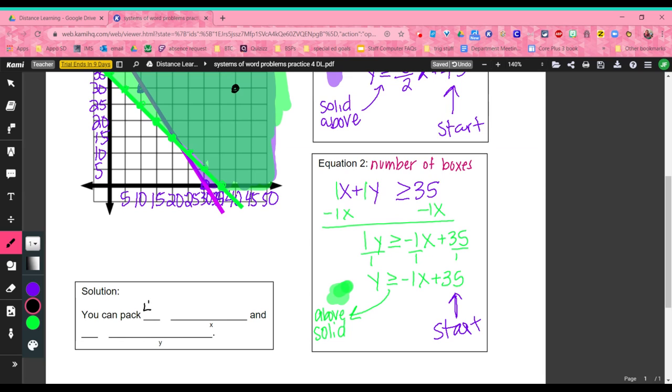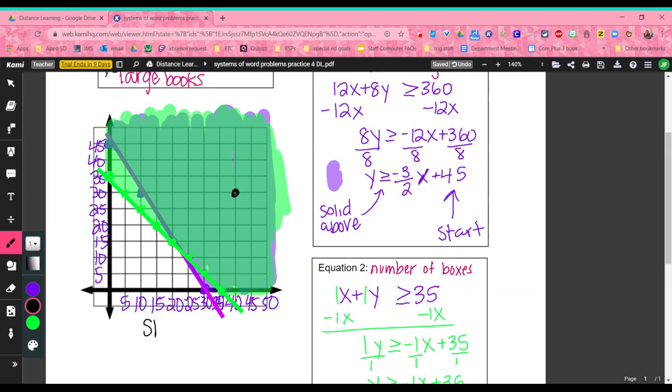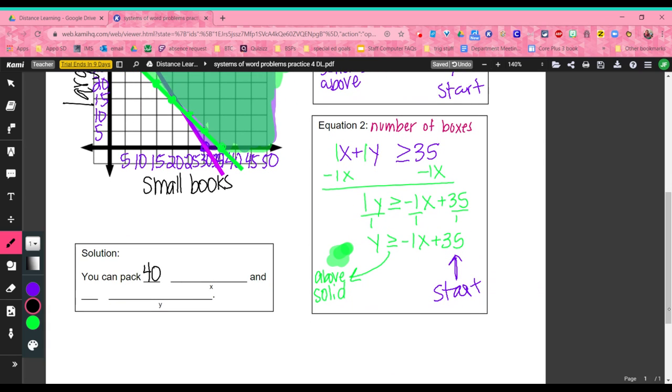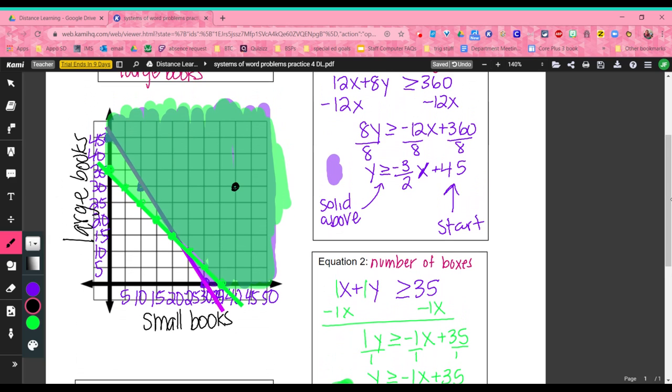I can pick 40 something. Oh man, what is my x value? What was my x value? Small books. And so my y value is large books. Ooh, save the day there. 40 small books and 30 large books. Can you find another coordinate that is a solution?